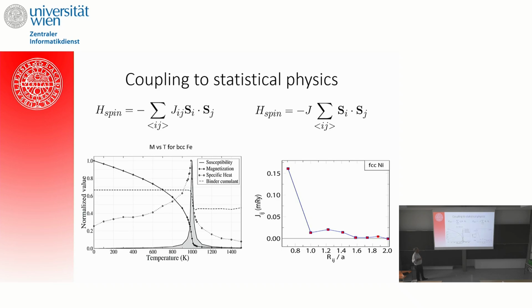This is for BCC iron, and so no matter what we do, Binder cumulant or specific heat, this one tells you that the ordering temperature is around 1000 Kelvin. And that's close to the experimental value for iron also. It comes out like this for itinerant materials. This is a result that deviates from experiment maybe by 10% or so. That is our experience, and I know many of you also have the same.